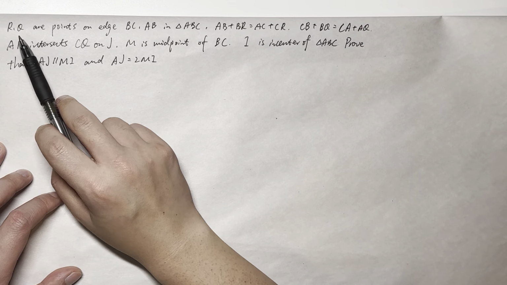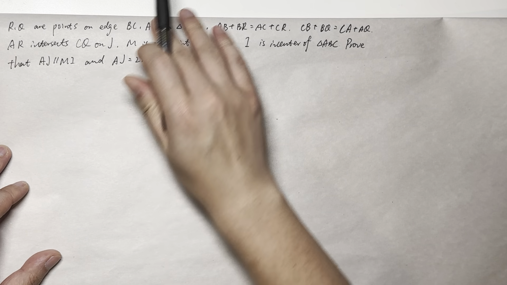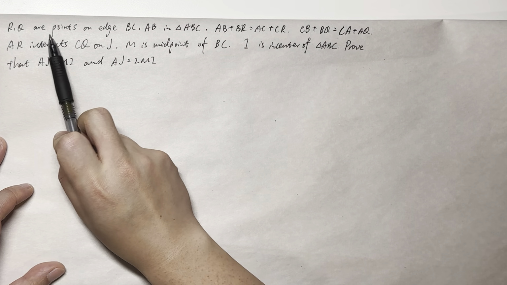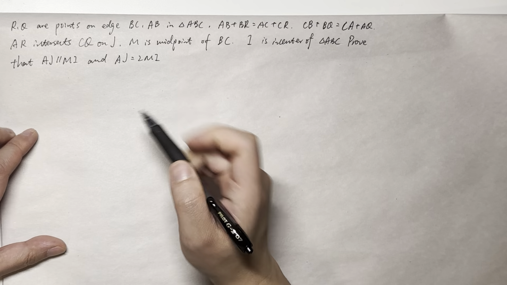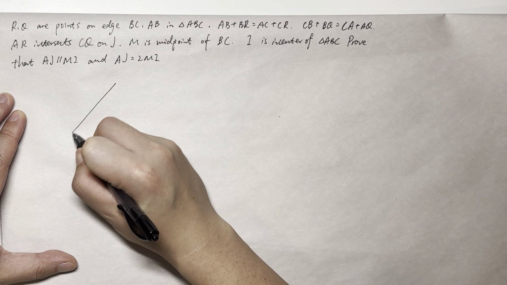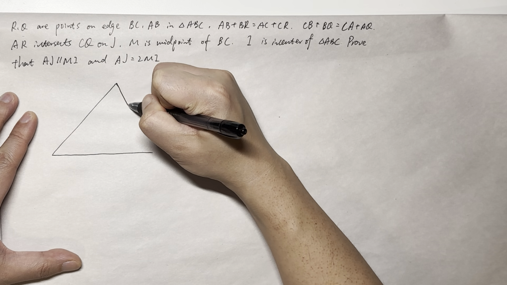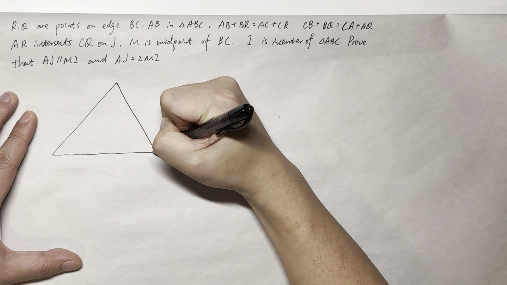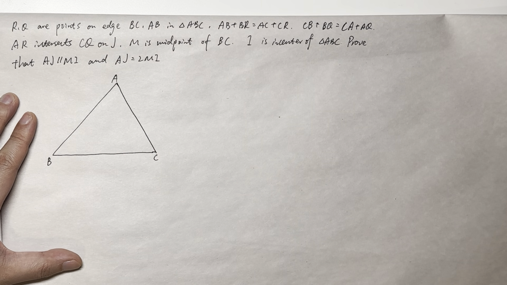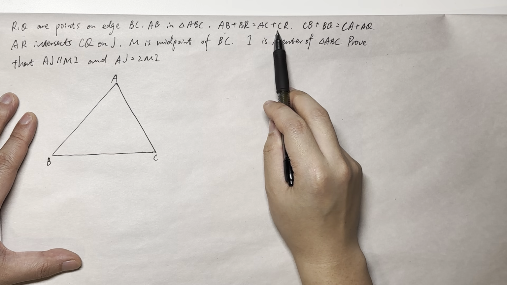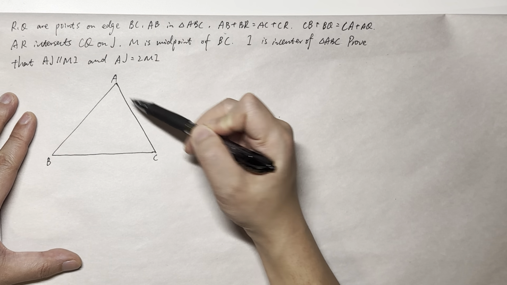So, here is a problem. Let's just draw the figure while reading the problem. P and Q are points on edges BC and AB in triangle ABC. This is triangle ABC. AB plus BR equals AC plus CR. So we have AB here, and we have AC here.